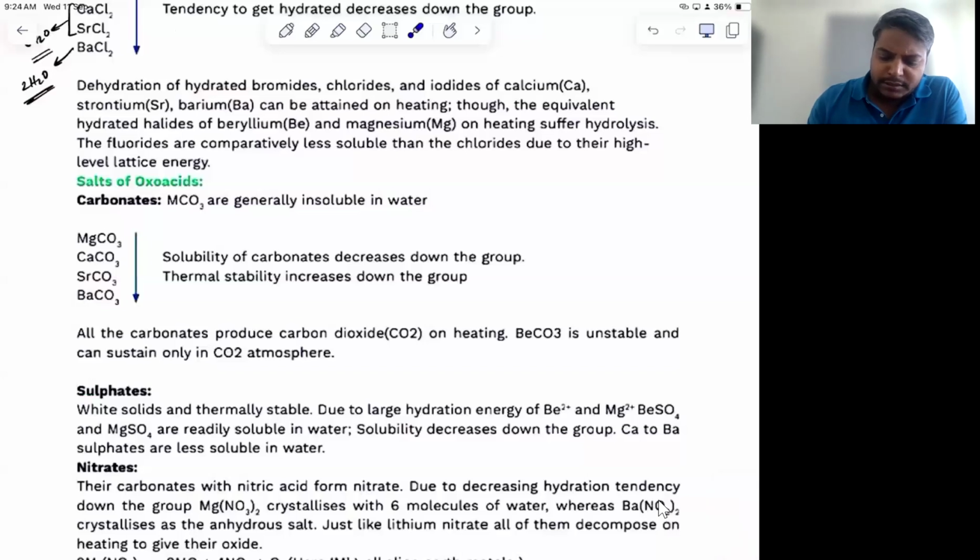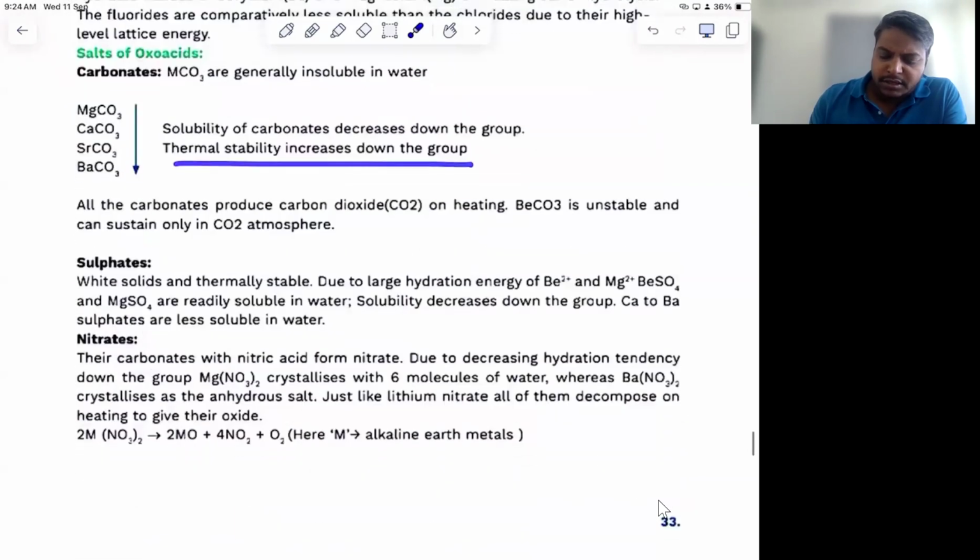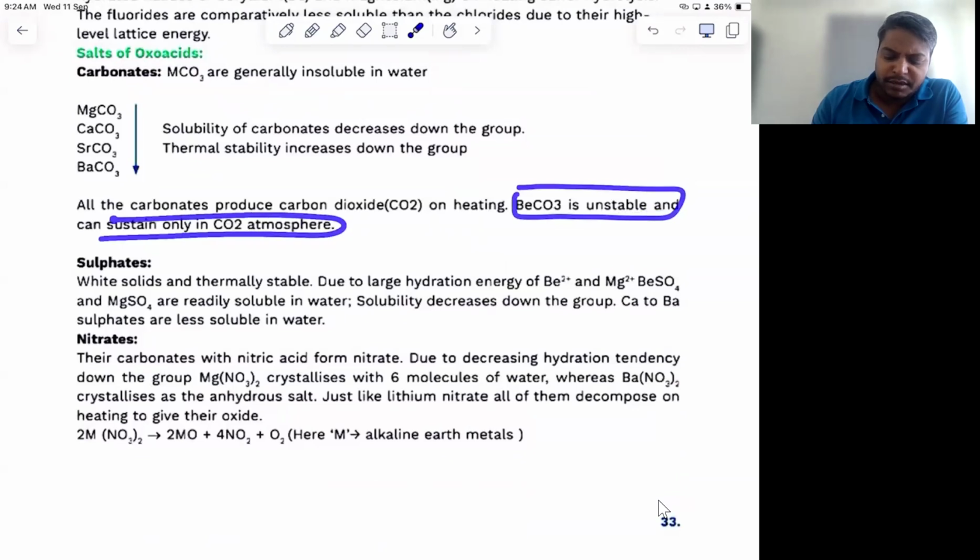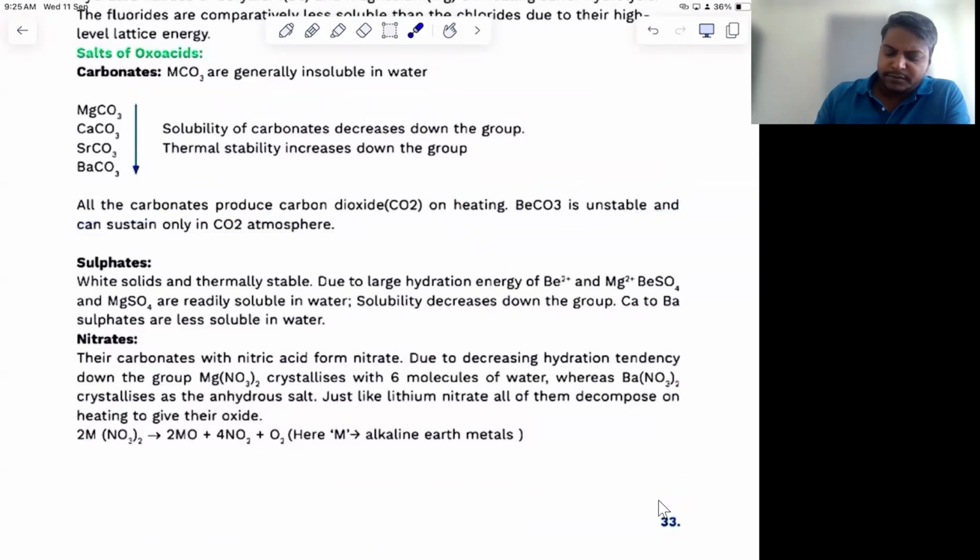Right. Next, let's see carbonates. Metal carbonates are generally insoluble in water. Down the group, their solubility decreases and thermal stability increases. On heating, they release carbon dioxide, all of them. BeCO3 is unstable and can be sustained only in a carbon dioxide atmosphere.